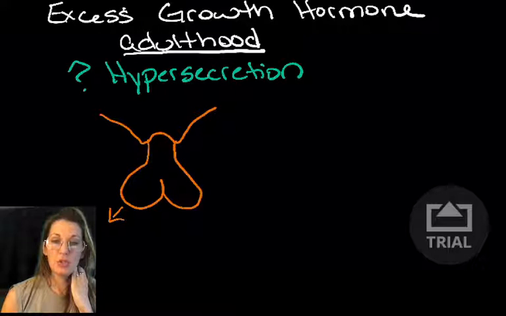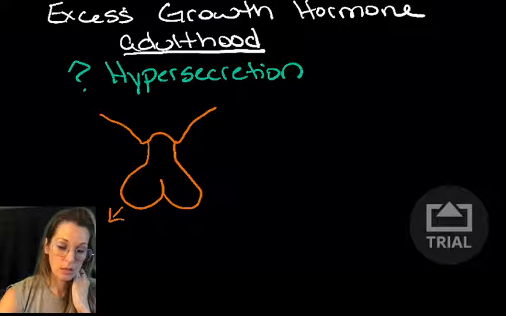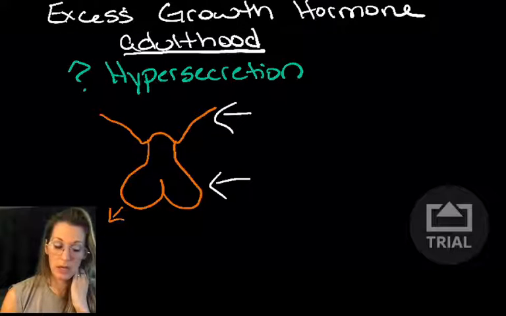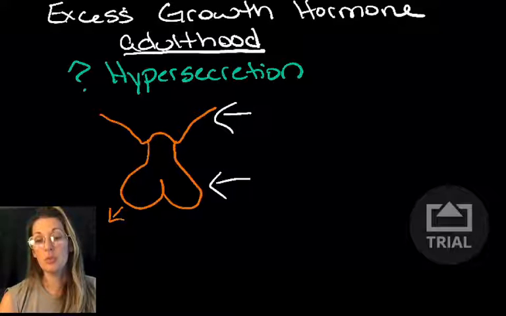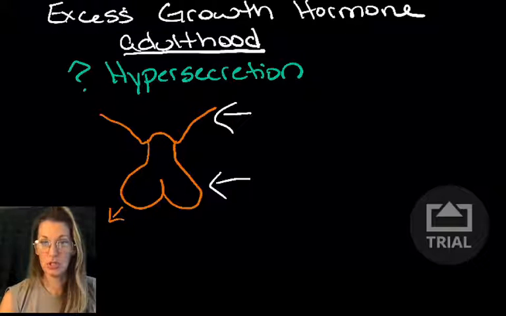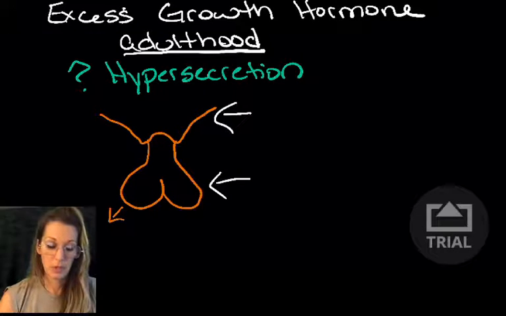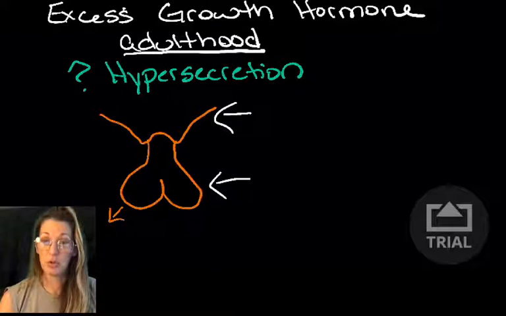So what we're getting is too much growth hormone at the level of the anterior pituitary. What could be causing this could be happening at the level of the hypothalamus or at the level of the pituitary, right? If the hypothalamus is signaling the pituitary too much to secrete growth hormone, then that would cause hypersecretion of growth hormone. If there's something wrong at the level of the actual anterior pituitary, then the anterior pituitary would secrete too much growth hormone, because remember, it produces its own growth hormone.